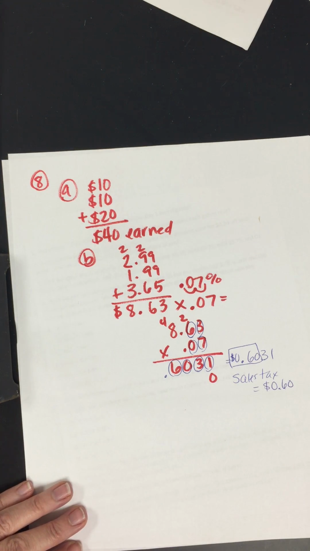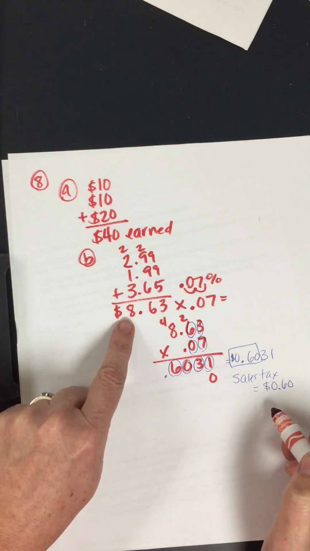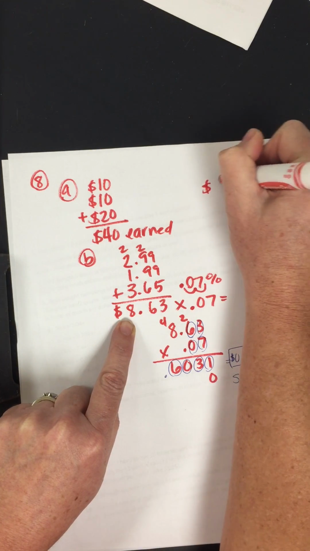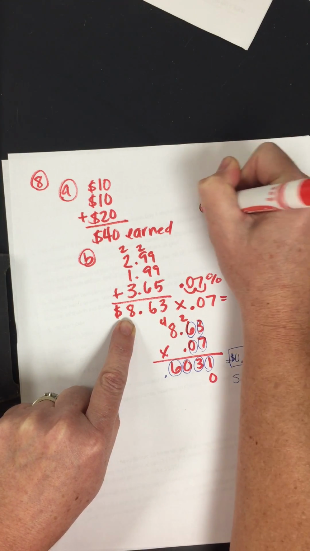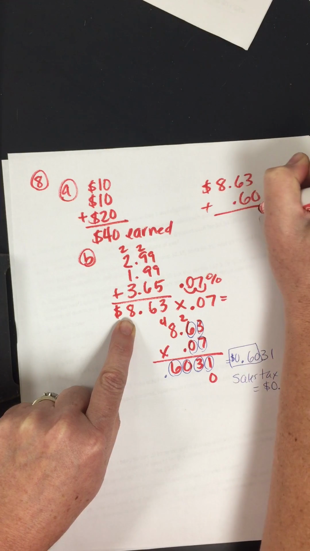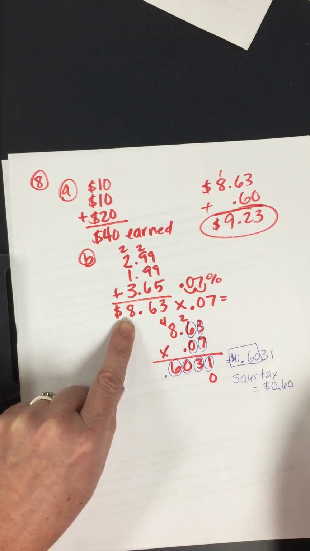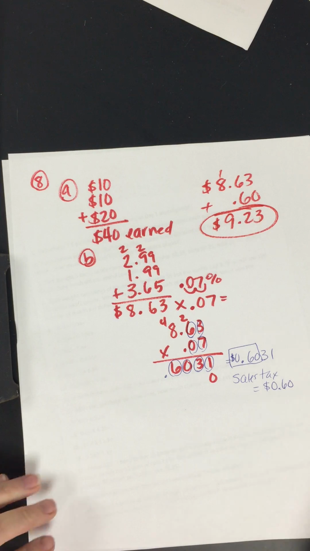And now, it wants, how much money did I spend? So we need to add 60 cents, the sales tax, onto what we originally spent. We spent a total of $9.23.